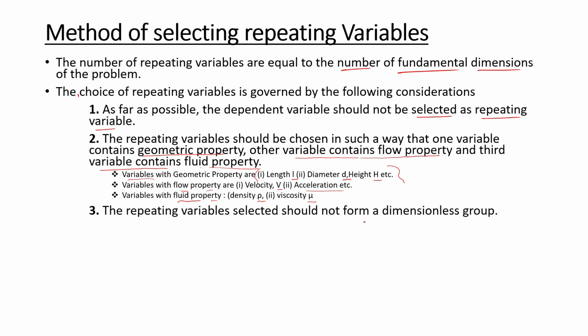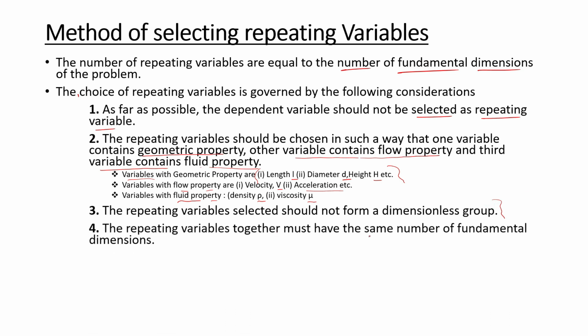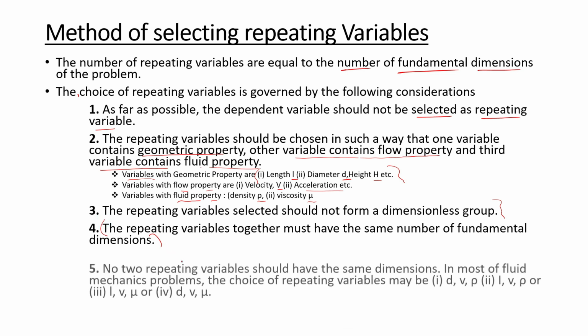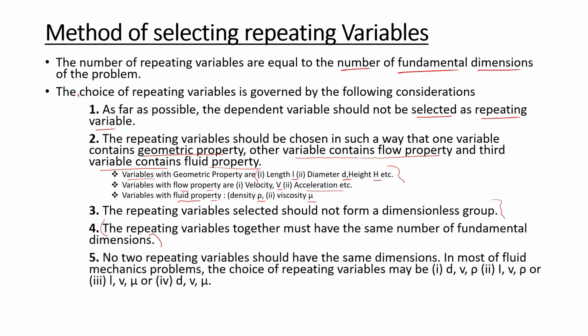The repeating variables selected should not form a dimensionless group. If you take them together, they should not form a dimensionless group. And the repeating variables together must have the same number of fundamental dimensions. The number of repeating variables is equal to the number of fundamental dimensions. And no two repeating variables should have the same dimensions.